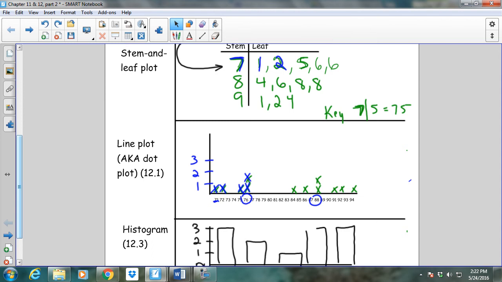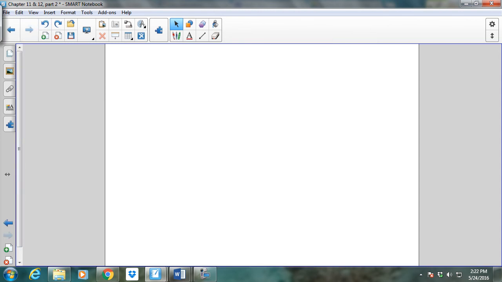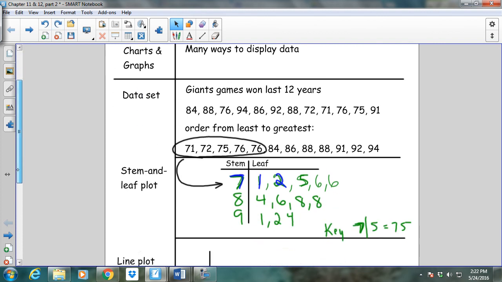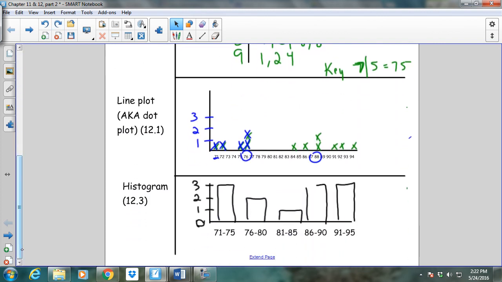This is also a good graph to look at when you want to identify outliers. So you can see if one's way, way down on the left or way, way down on the right. You can identify that. So that is a line plot graph, or dot plot.